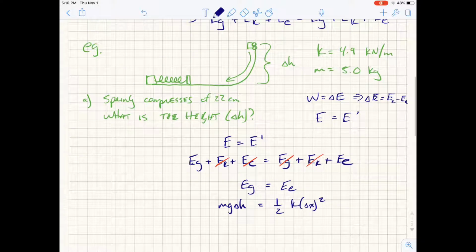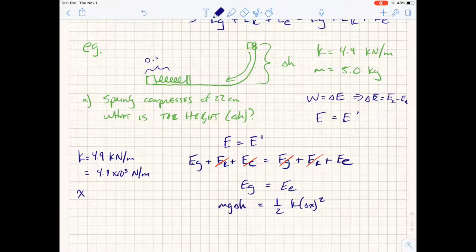And we can just put in our numbers. We'll have to do a couple of unit issues here. Our k is 4.9 kilonewtons per meter, which is going to be equal to 4.9 times 10 to the 3 newtons per meter. And then we have an extension, a compression, of 0.22 meters, 22 centimeters.